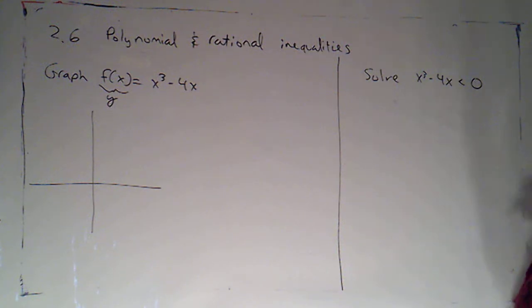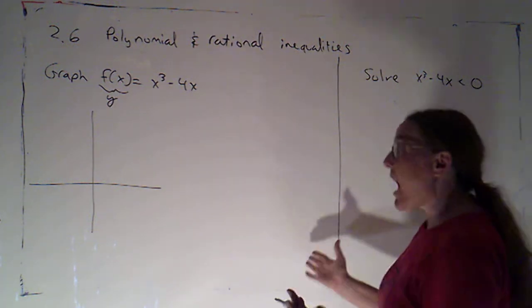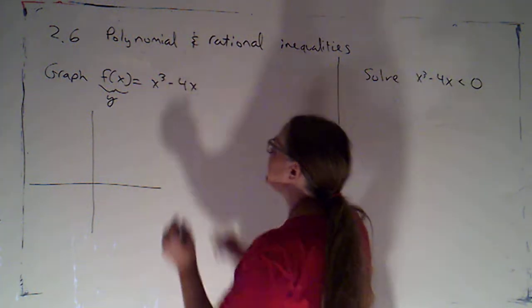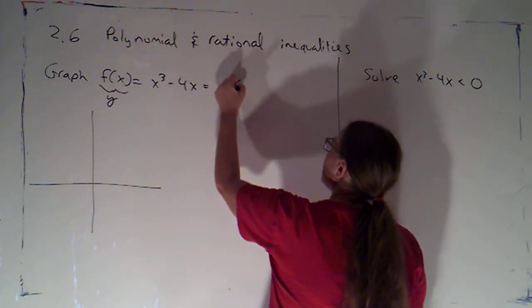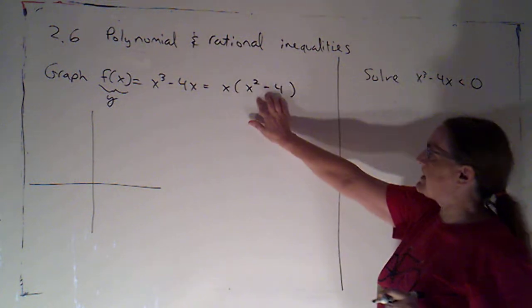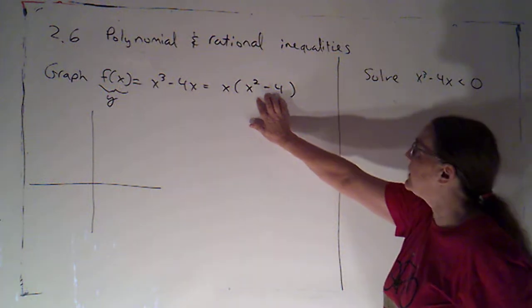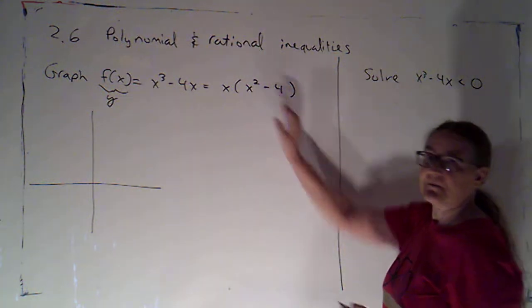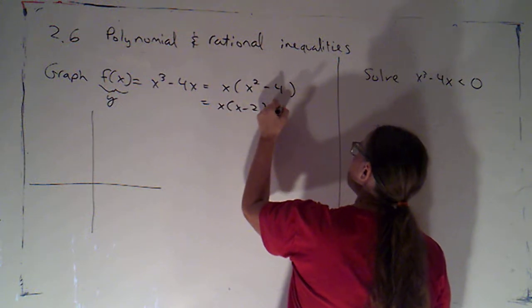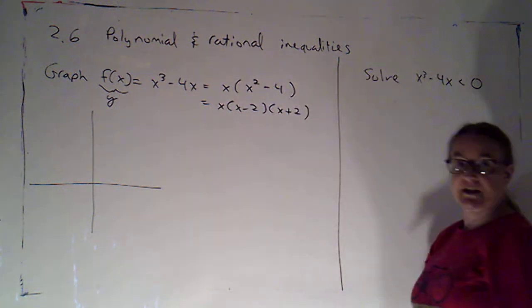When we're graphing a polynomial, I want to have it written in factored form. In this case, I can see that I can factor out a greatest common factor of x. And that's really nice because then the second factor is not only quadratic, it's a difference of 2 squares. So that factors as x times x minus 2 times x plus 2.